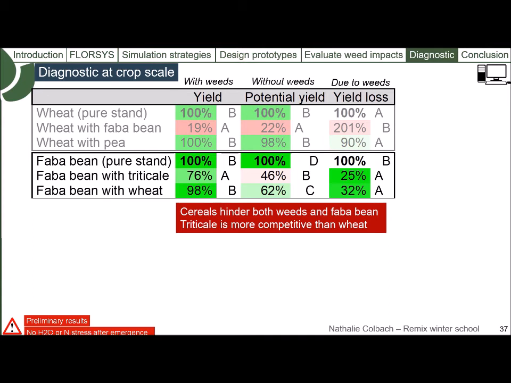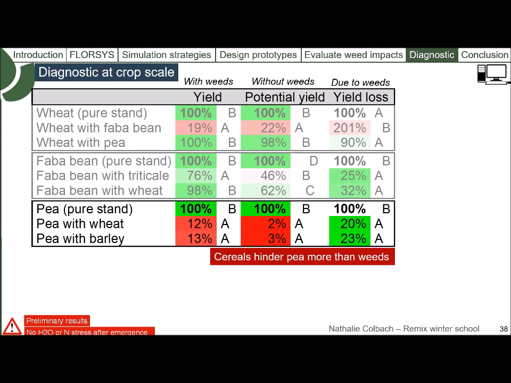The previous analysis was carried out at the scale of the individual crop species. Here we now looked at crop production at the scale of the intercrop. And in this case, in the three examples presented in this table, intercropping increased crop production compared to a pure stand by 6 to 17% in the presence of weeds. However, if there were no weeds in the simulation, in that case, intercropping at best had no effect or could even reduce production, as in the example of the wheat faba bean intercrop.